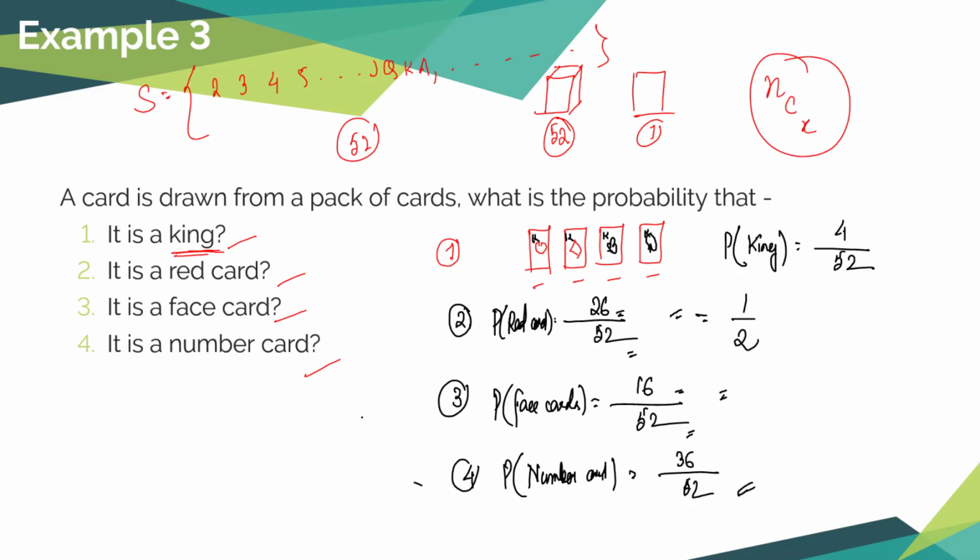In the next one we will solve some more questions related to probability, and we will also use the concept of nCx, and we will also learn a new kind of probability which is called conditional probability, which is very essential in real life examples or in real life situations, right?